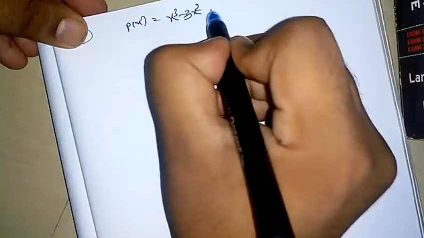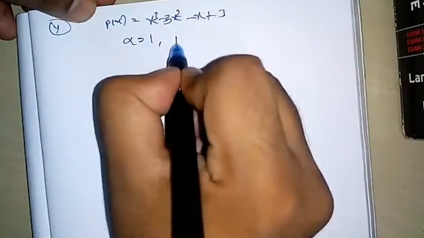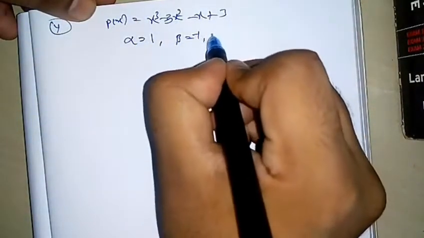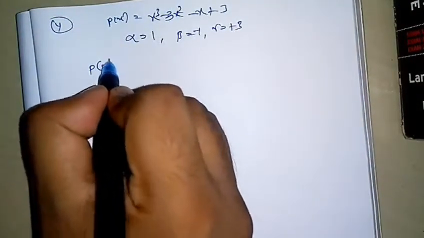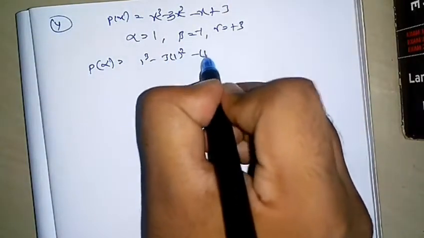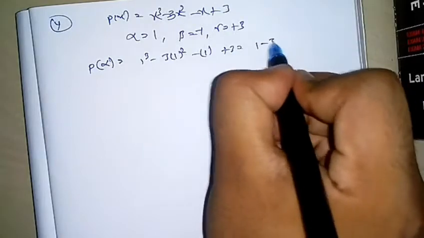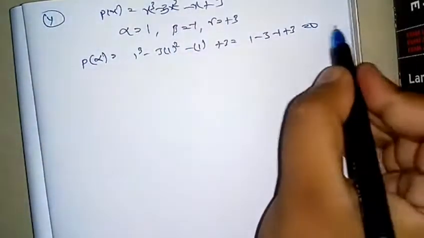Next, let's solve fourth question. Verify that 1, minus 1, plus 3 are zeros of the cubic polynomial p of x is equal to x cube minus 3x square minus x plus 3, and check the relationship between zeros and coefficients. So given alpha is equal to 1, beta is equal to minus 1, and gamma is equal to plus 3. So first substitute, p of alpha is equal to 1 cube minus 3 into 1 whole square minus 1 plus 3, which is equal to 1 minus 3 minus 1 plus 3, which is equal to 0. Therefore this is a root.